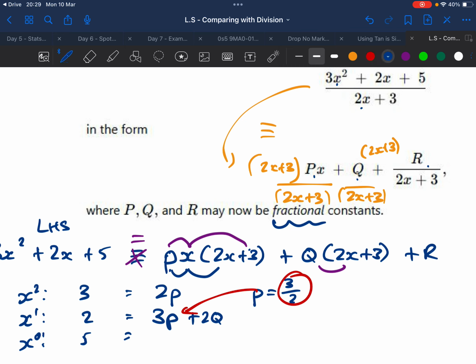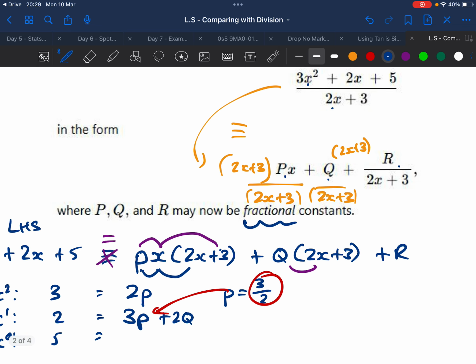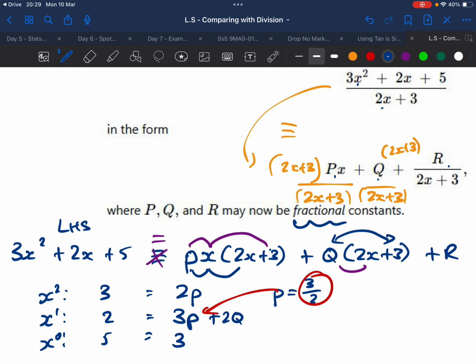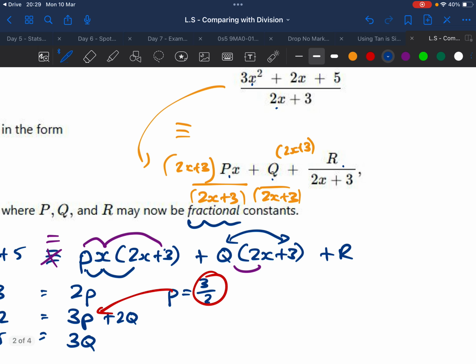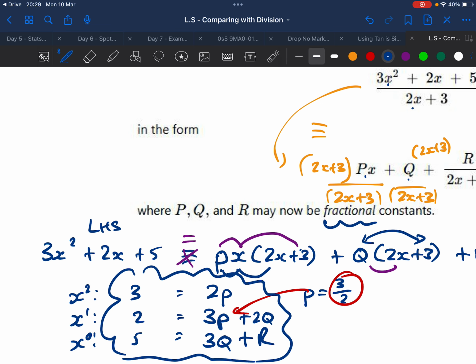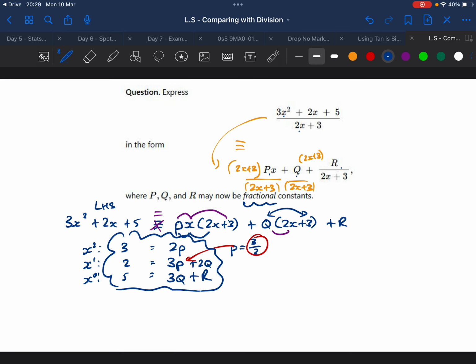So 5 on the left. On the right, where do the constant terms come from? They come from 3q. And they come from just r. Okay, sometimes comparing coefficients can lead to solving simultaneous equations on your calculator. And if you do that, you will get p as 3 over 2, q as -5 over 4, and r in this case as 35 over 4.